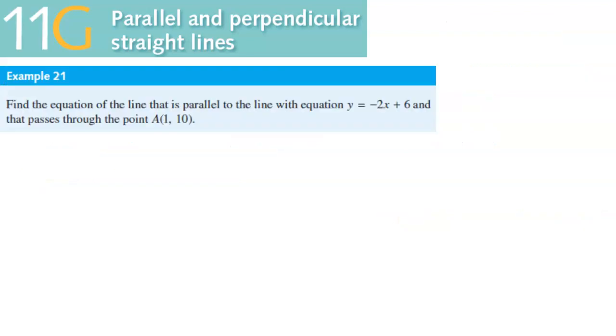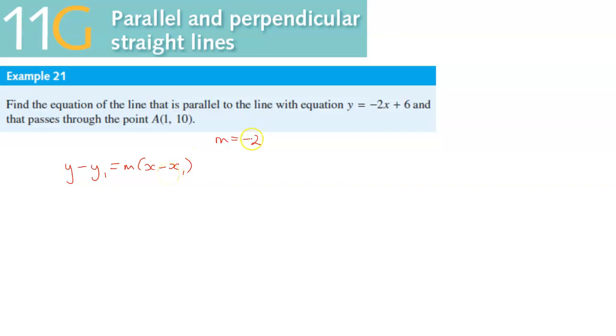Okay, in this example, we need to find the equation that's parallel to this line and passes through this point. If it's parallel to this line, then I know that my m, my gradient, must be equal to the same thing. So I know that m equals negative 2. Then remember, the way we find the equation of lines when we have the gradient and a point is y minus y1 equals m times x minus x1.